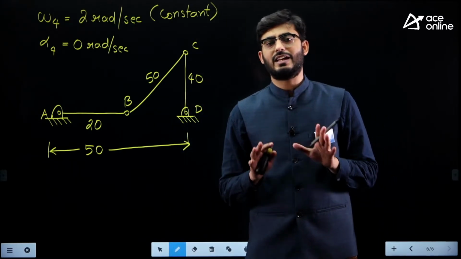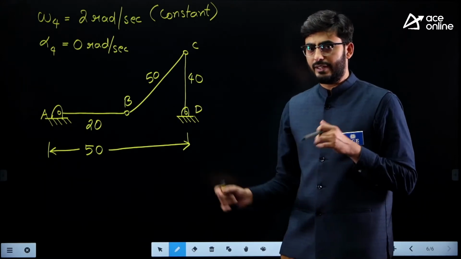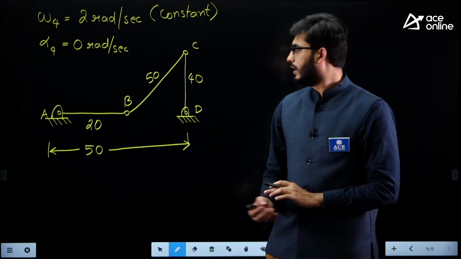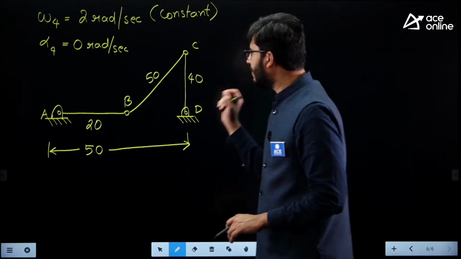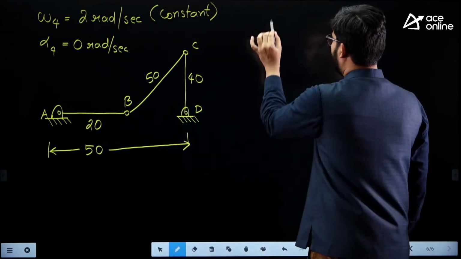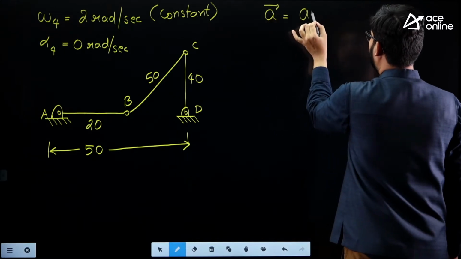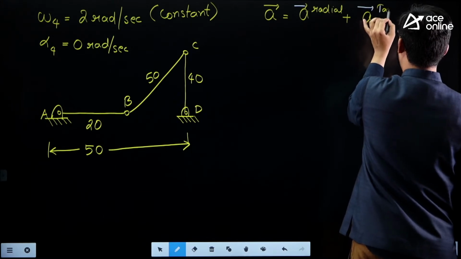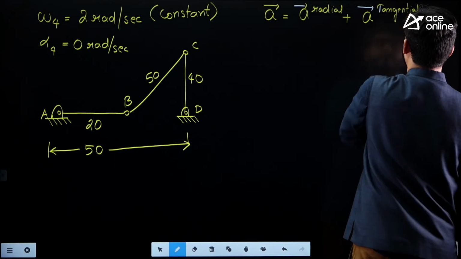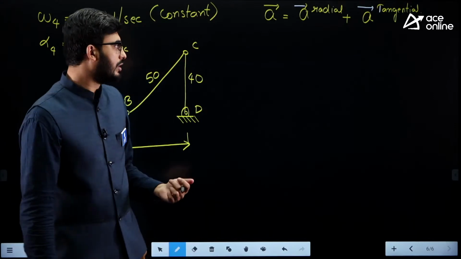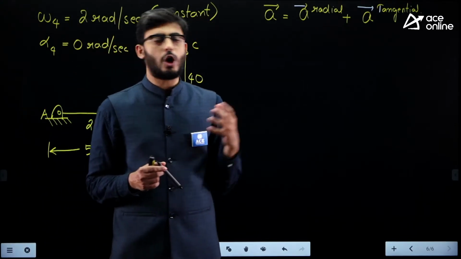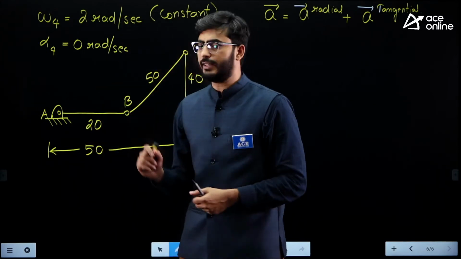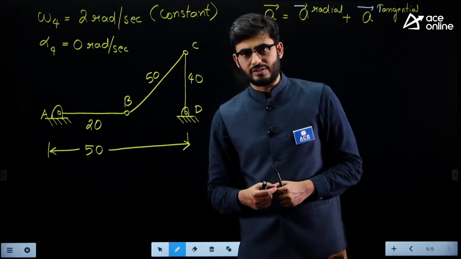So for velocity analysis, the I-center method is the best. But if we want to do the acceleration analysis, then we have to go by the vector method only, guys. Okay. Now here in the vector acceleration, we will be having 2 components. One is the radial component of acceleration, and one is the tangential component of acceleration. There will be 2 components, guys. Any link which is undergoing angular motion may undergo it with constant angular velocity or with constant acceleration, guys. Depends. So here we are assuming that link number 4 is undergoing angular motion with constant angular velocity.